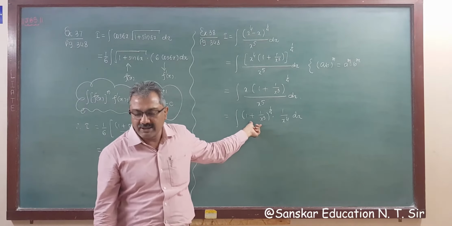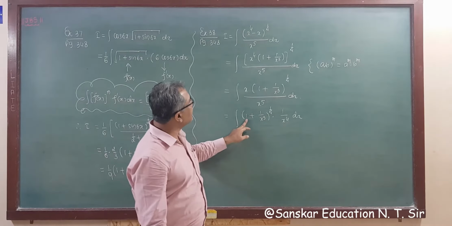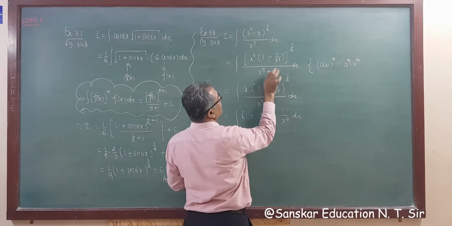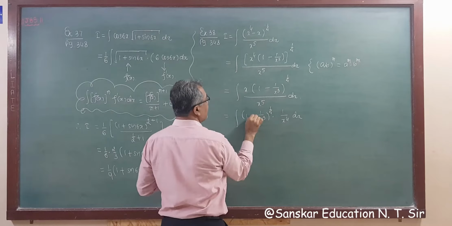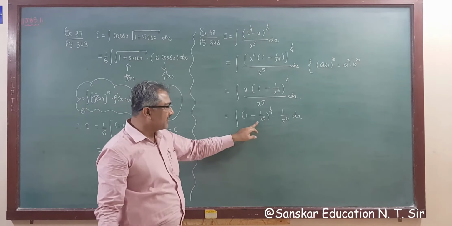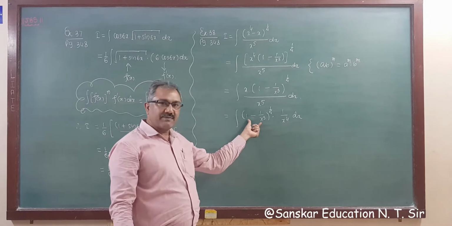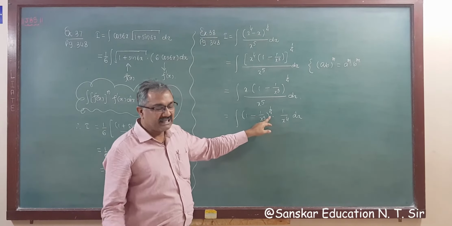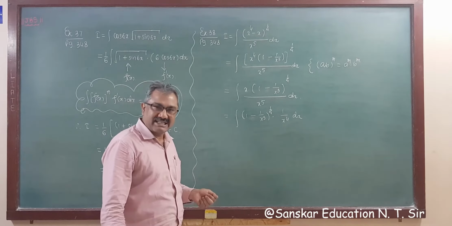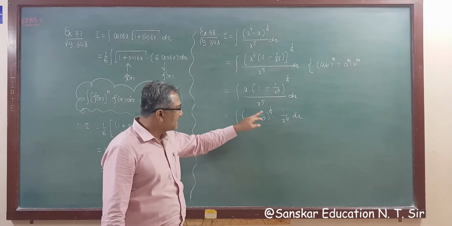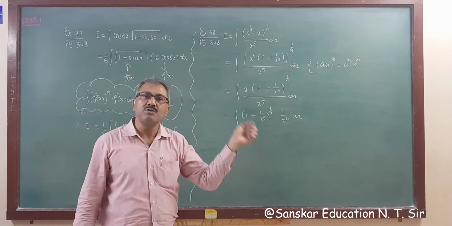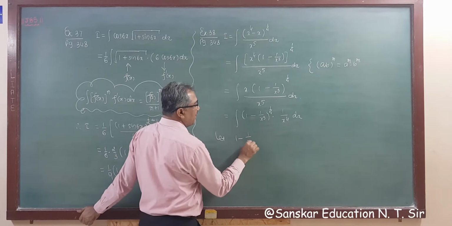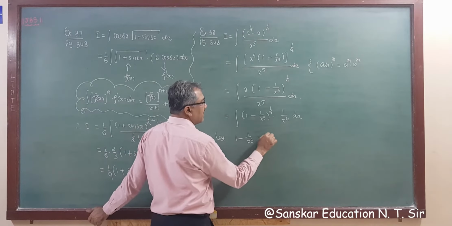If you don't want to write directly, then assume 1 plus. Sorry, it's a minus here also. This is minus, this is minus. Right? So assume for this: 1 minus 1 upon x cube is equal to t raised to 4, because this is the 4th power. For a square root we assume t square, for a cube root t cube, so this is the 4th root, so we have to assume t raised to 4. So let 1 minus 1 upon x cube be equal to t raised to 4.